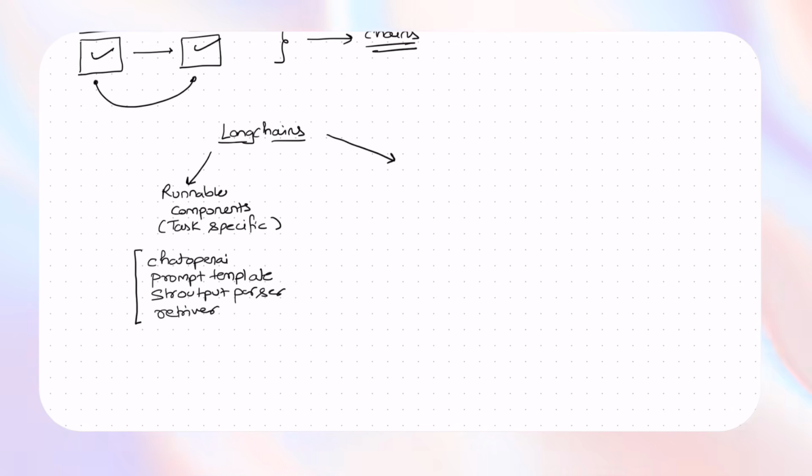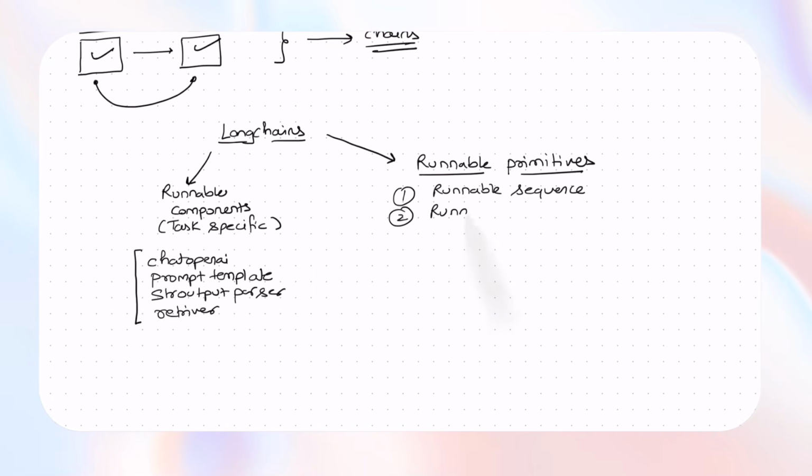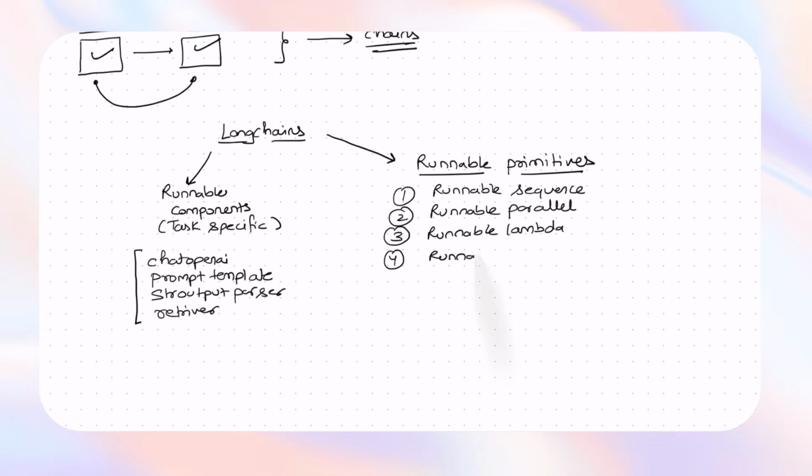Now the creators of LangChain also created some more additional runnables which are known as runnable primitives. These runnables are like connector runnables. They help in orchestrating the execution process. So they created a runnable which was RunnableSequence. Similarly, they created a runnable which was RunnableParallel. They created a runnable which was RunnableLambda. They created a runnable which was RunnablePassthrough.